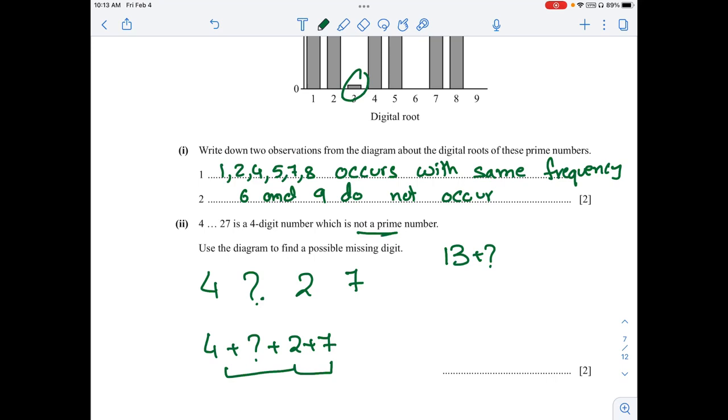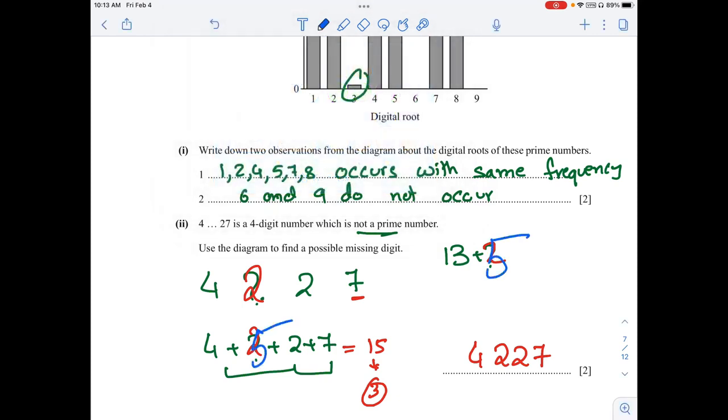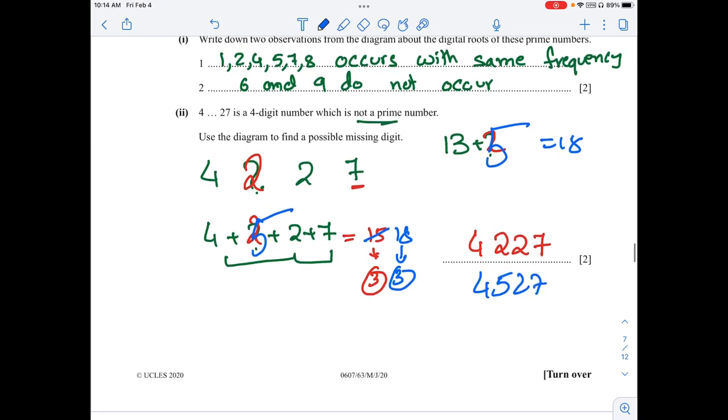Because the last digit is 7, it is not divisible by 2. We'll try to make it divisible by 3. For divisibility by 3, the sum of all the digits should be divisible by 3. Already I have 13. If I have 2 there, then it is 15, so it will be divisible by 3 and will not be a prime number. So the number is 4227. Or if instead of 2 I add 5, then 13 plus 5 becomes 18, which is also divisible by 3, so you can write 4527. Any one of the answers will do; no need to write both.